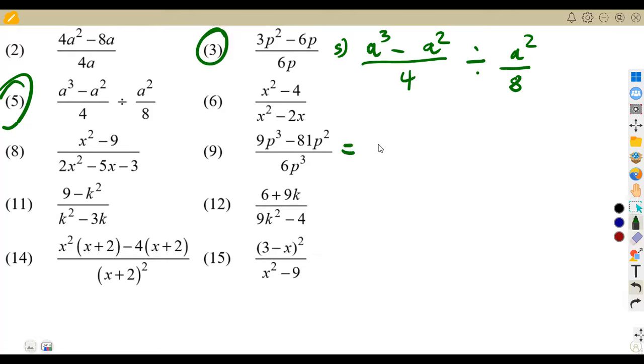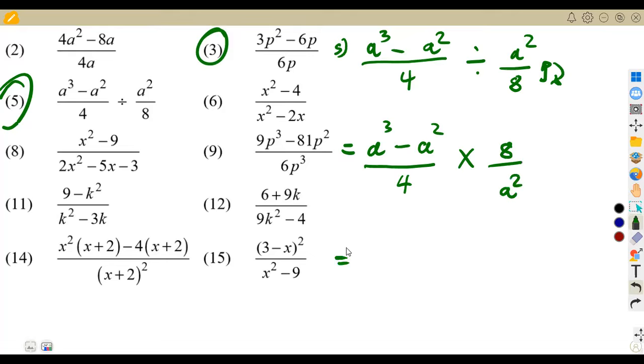So this can give us, before you factorize, okay, before you do that, a to the exponent of 3 minus a squared over 4. Introduce your multiplication so that you do not confuse yourself later on. The moment I introduce this multiplication, it means I'm going to just interchange the second fraction. The 8 is going to be written on top, a squared below. So this is going to be 8 over a squared.